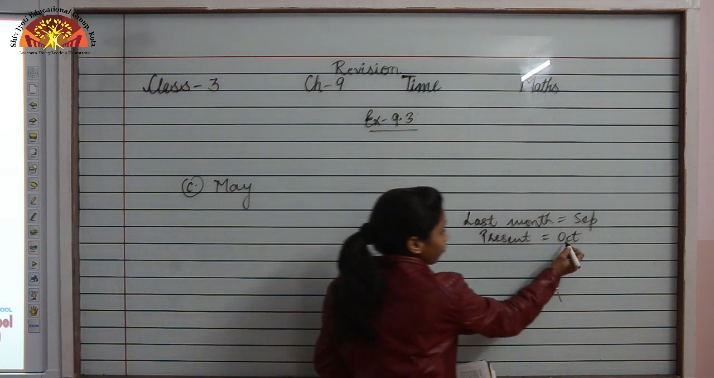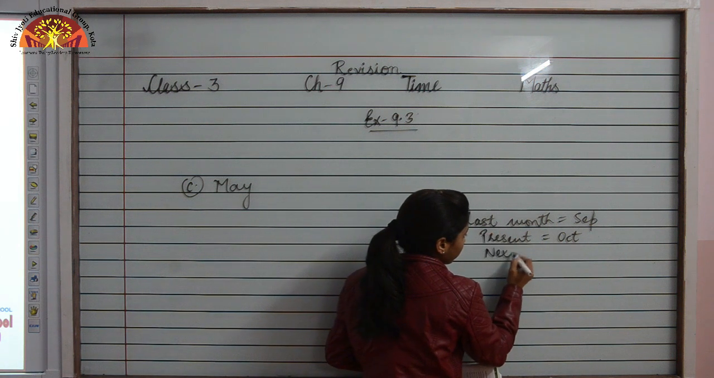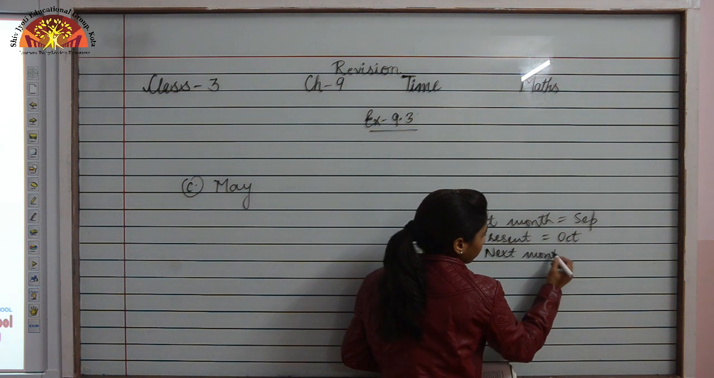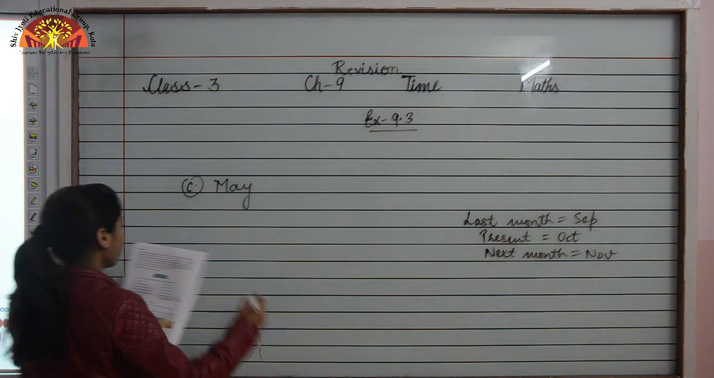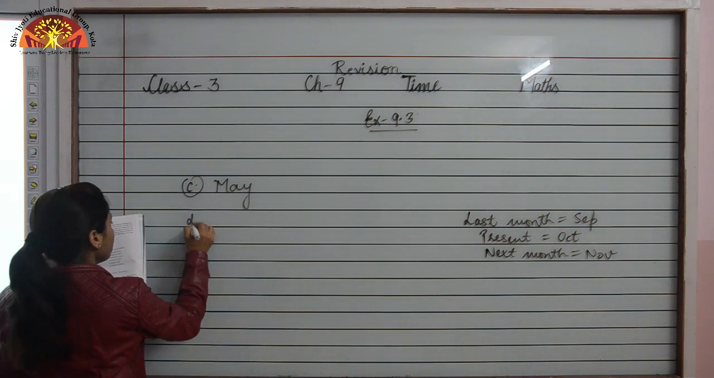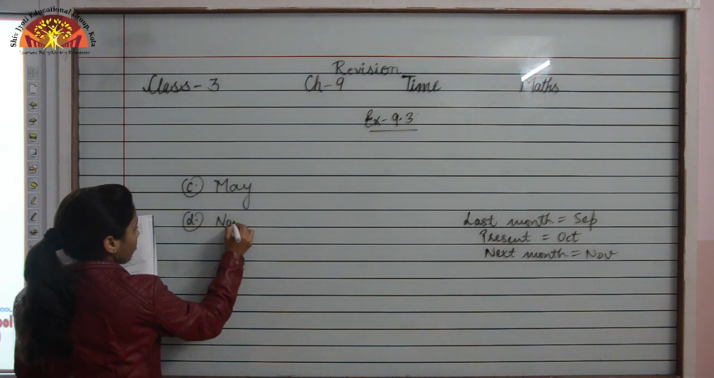The next month after October will be November. Hence, the answer is November. So, we will write in D part: November.